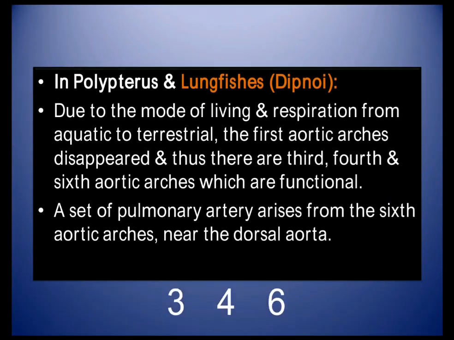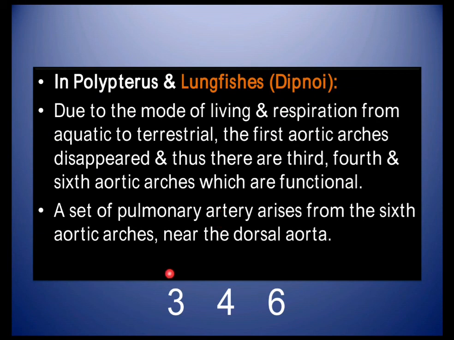So if we take the case of these lung fishes, we have arches number 3, 4, and 6. There is no 1, no 2, and no 5. So we have only 3 arches functional in the case of the Dipnoans, as the sixth aortic arch will be forming the pulmonary artery.